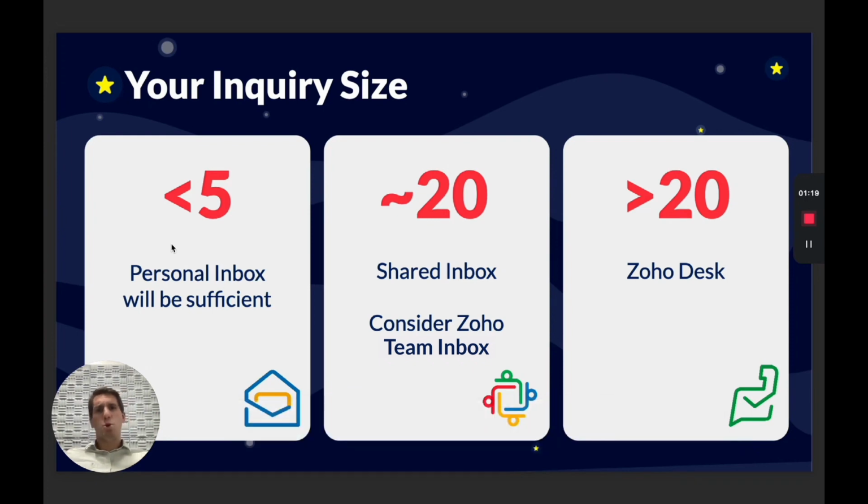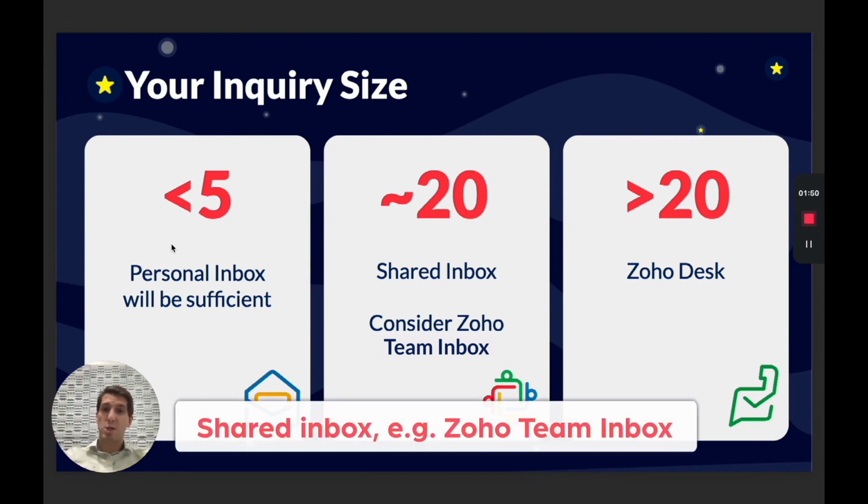When you hit around 20 people reaching out, there's a few things to think about. So 20 inquiries a week, stuff's going to start slipping through the cracks there. You need something. However, if the only inquiries are coming through email, it's not like there's social media or a lot of phone calls, it's just email, then you probably can make do with something a little less robust than Zoho Desk. You can look at something like a shared inbox, like Zoho Team Inbox, and there's kind of other ways to manage that, right?